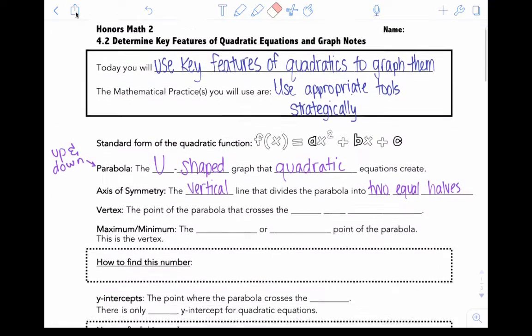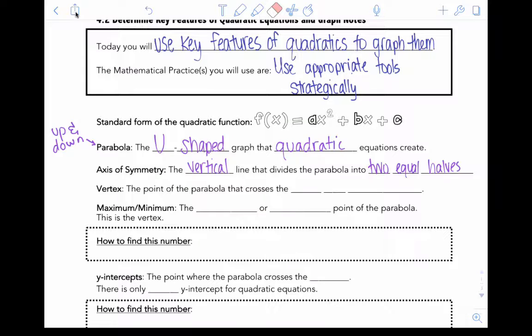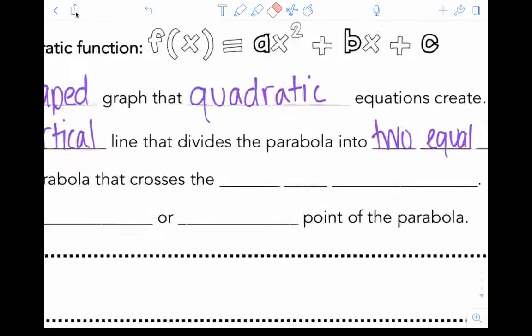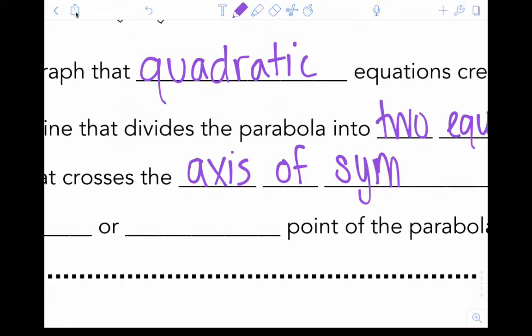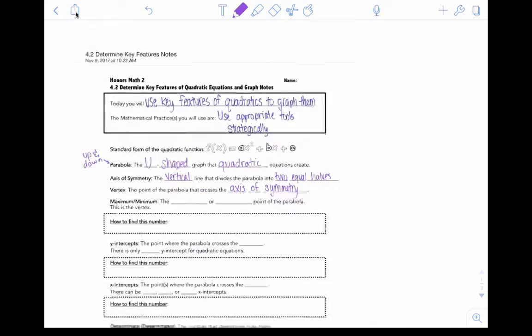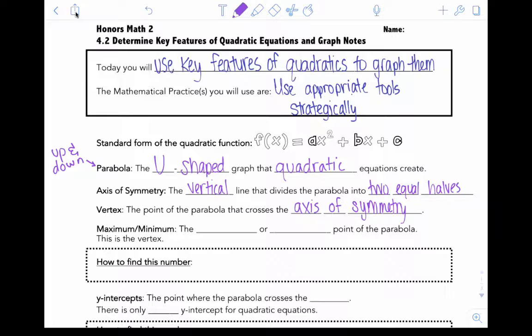Next I have vertex. Vertex is the point of the parabola that crosses the axis of symmetry. So I have the axis of symmetry, and then the vertex is the spot that crosses that. So it's the middle point of the parabola.